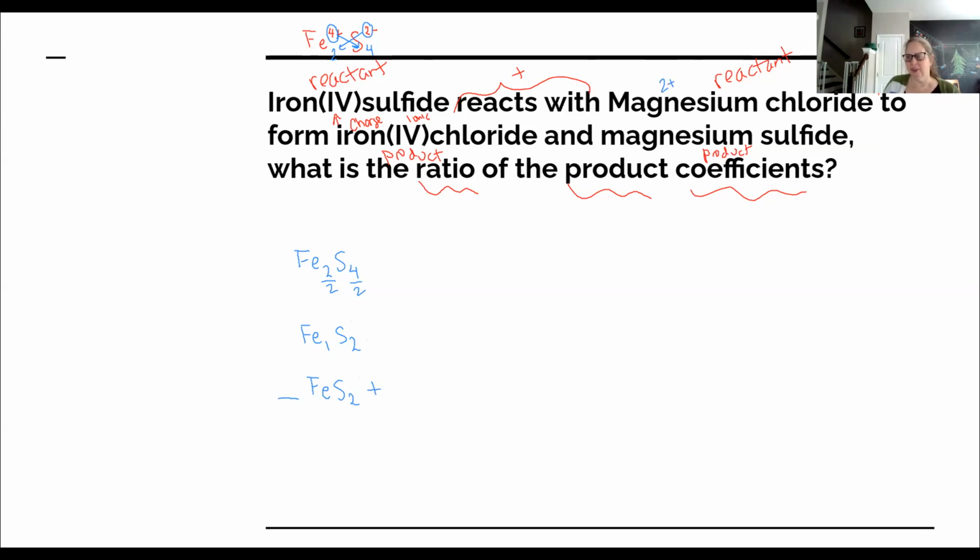Magnesium's a +2. Chlorine, remember that ide is just telling me that we're in a compound, is a 1-. Magnesium, 2+, chlorine, 1-. I am going to crisscross again. The 2 goes down with the chlorine. The 1 goes with the magnesium.